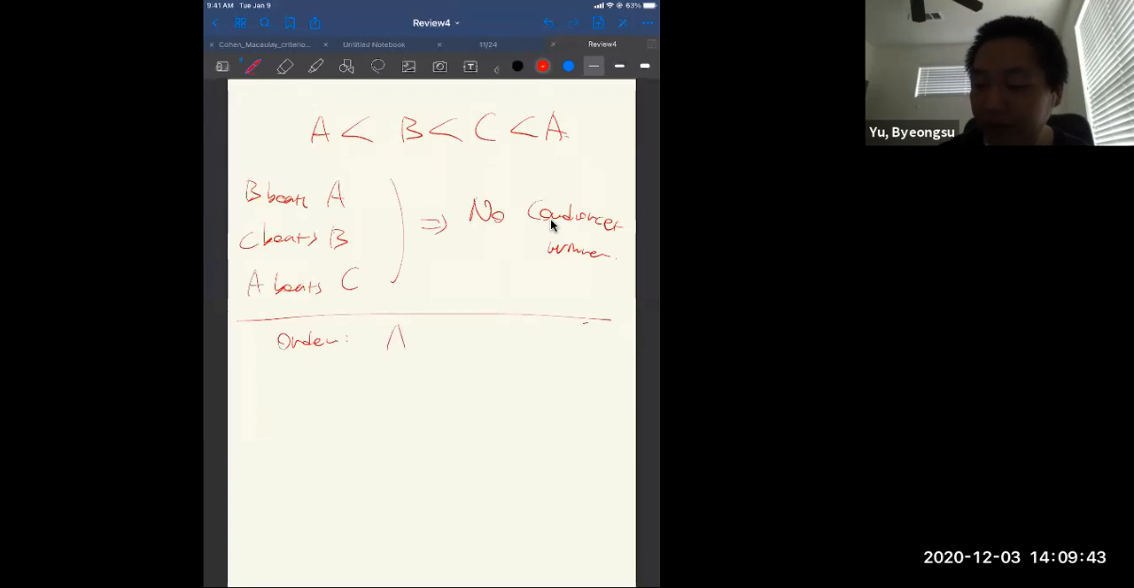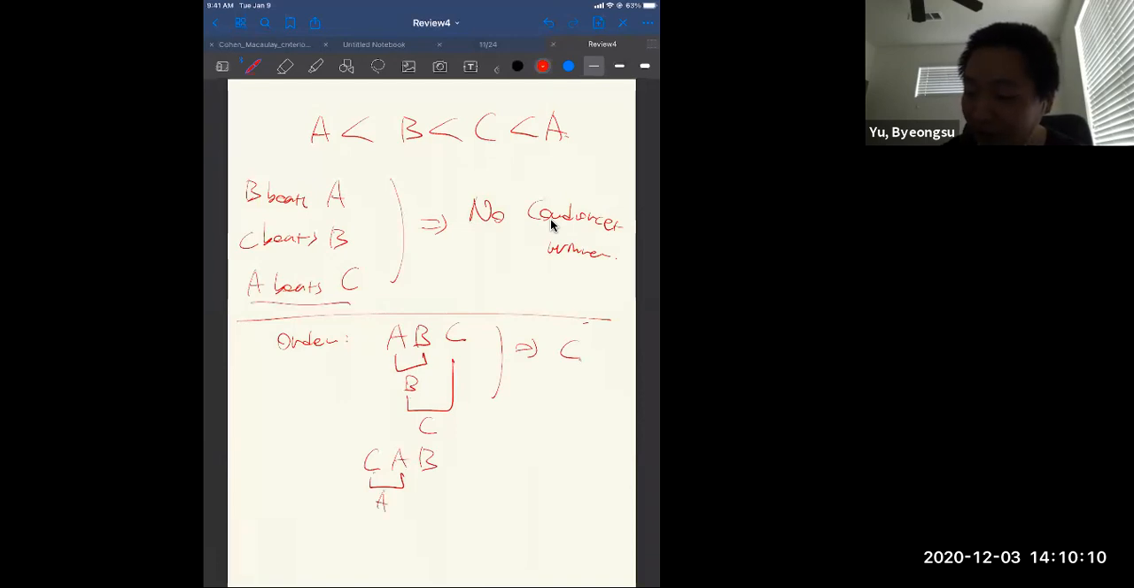So if our order is A, B, C, then B beats A, so B wins the first round. But between B and C, C beats B. So the winner is C in the order A, B, C. But in the order C, A, B, the duel between C and A is won by A because A beats C, and then the duel between A and B is won by B, right? So here B wins. So if there is no Condorcet winner, then it definitely depends on the order. So what you need to do is compare each pair carefully, right?